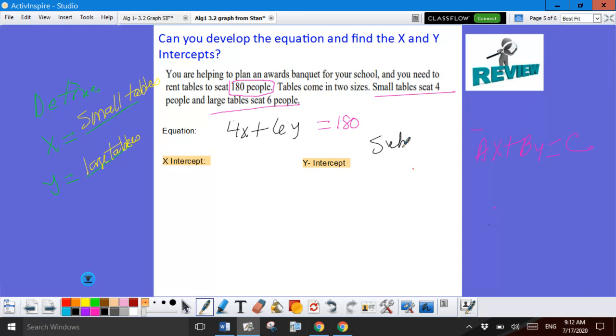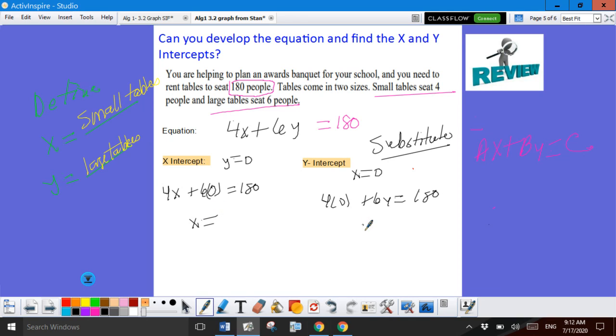Now remember, if we're solving these algebraically, we're going to use substitution. And when we're looking at an x-intercept, y is 0, and y-intercept, x is 0. So 4 times 0, 6y, 180. And 4x plus 6 times 0 equals 180. So go ahead and find your x value and your y value and write those as ordered pairs.